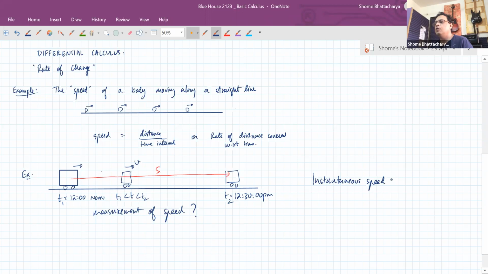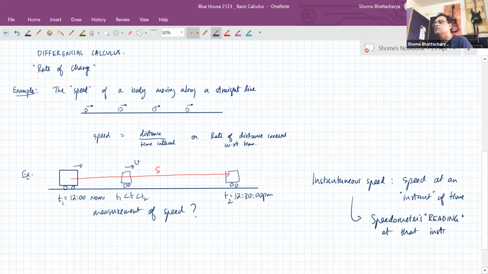So how will we describe that? It is the speed at a particular moment, right? It is the speed at an instant of time. And that is what the speedometer measures. In this particular example, it is the speedometer's reading at that instant.